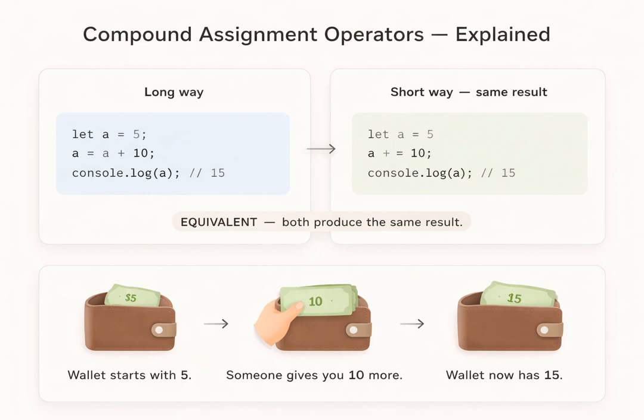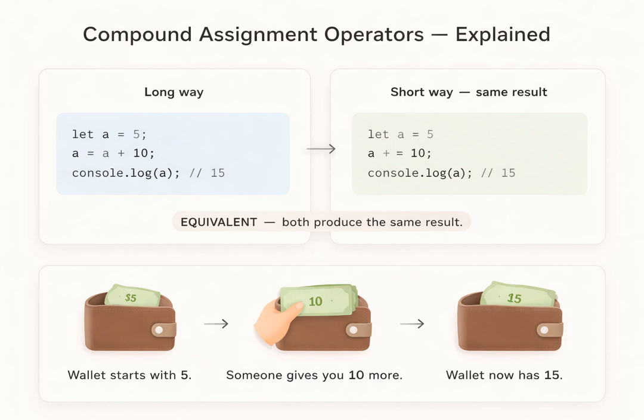In code, the long way to write this is a equals a plus 10, meaning take whatever is already in a, add 10 to it, and store the result back in a. But that means you have to write a twice, which is a bit repetitive. The shorthand for exactly the same thing is a plus equals 10. These 2 lines of code do the exact same thing.